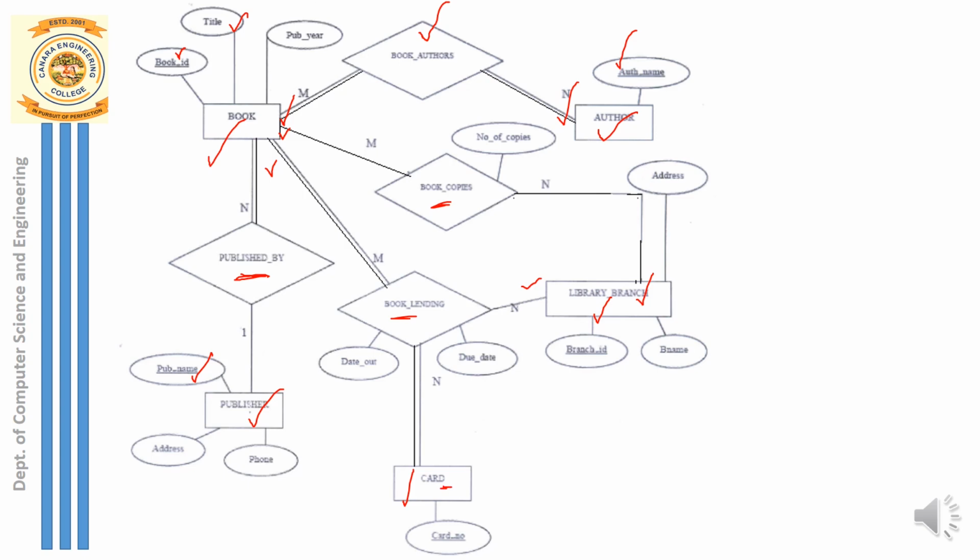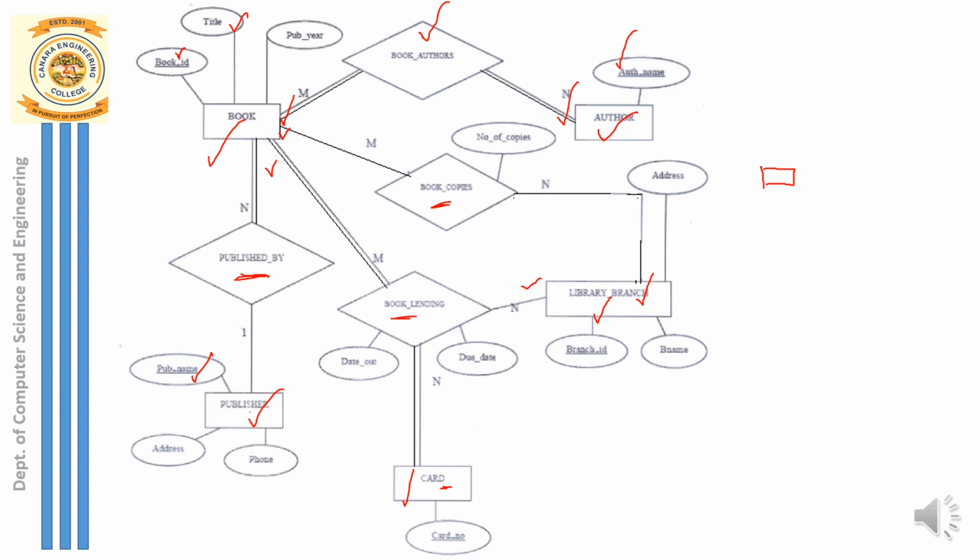You can see here, you cannot find any independent entities. Independent entities means what? An entity which is not relating to any other entity. Such entities we should not have in the diagram. Every entity should be related to one or another entity with the help of a relationship.